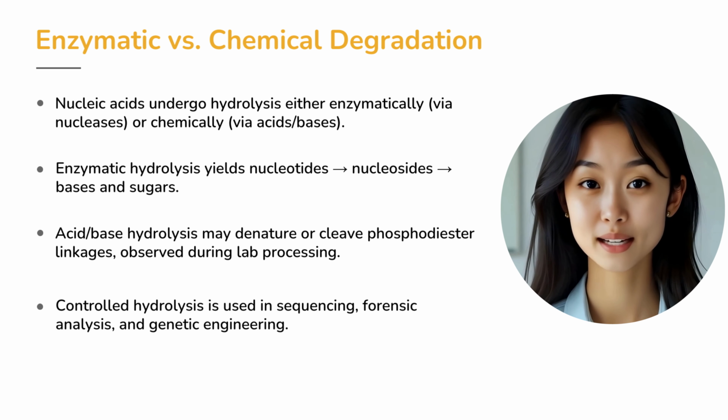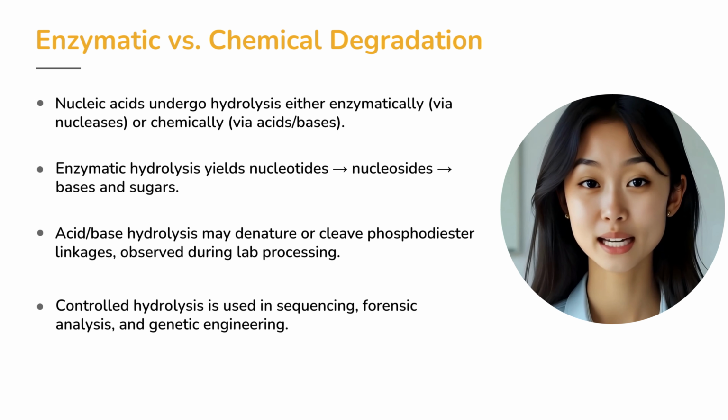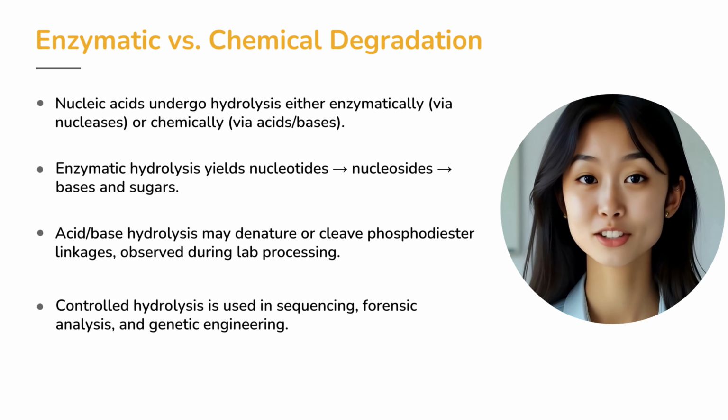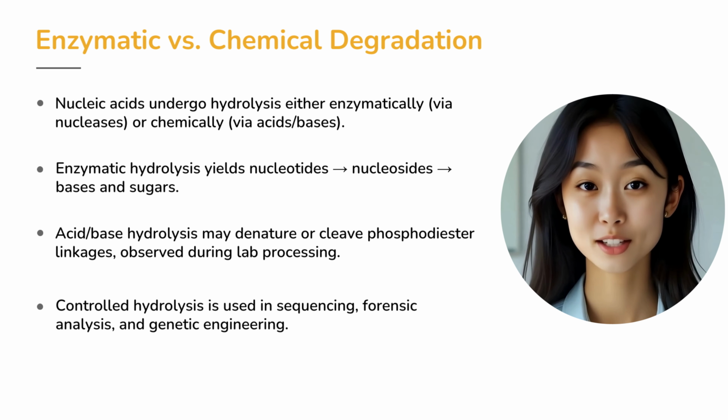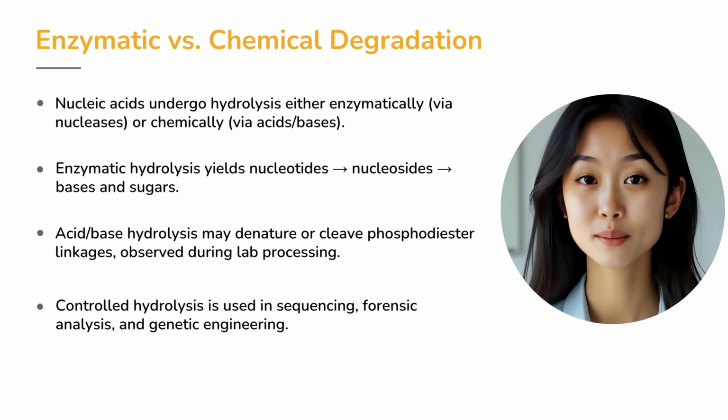On the flip side, chemical hydrolysis can happen when acids or bases attack nucleic acids. This is less gentle and may break phosphodiester bonds randomly or denature the molecules, similar to how harsh detergents can ruin clothes. In labs, controlled hydrolysis is super useful. Scientists use it for DNA sequencing, forensic analysis to identify suspects, and in genetic engineering to manipulate genes.